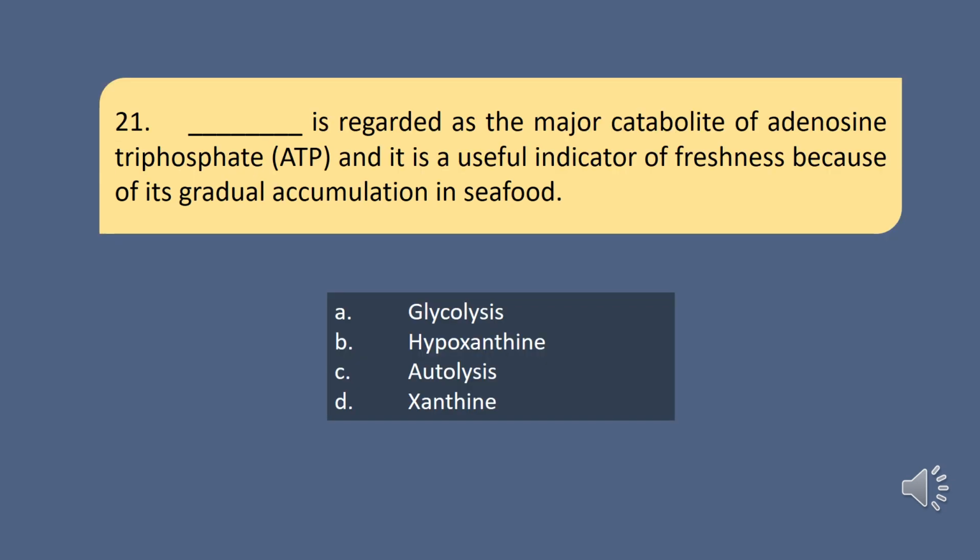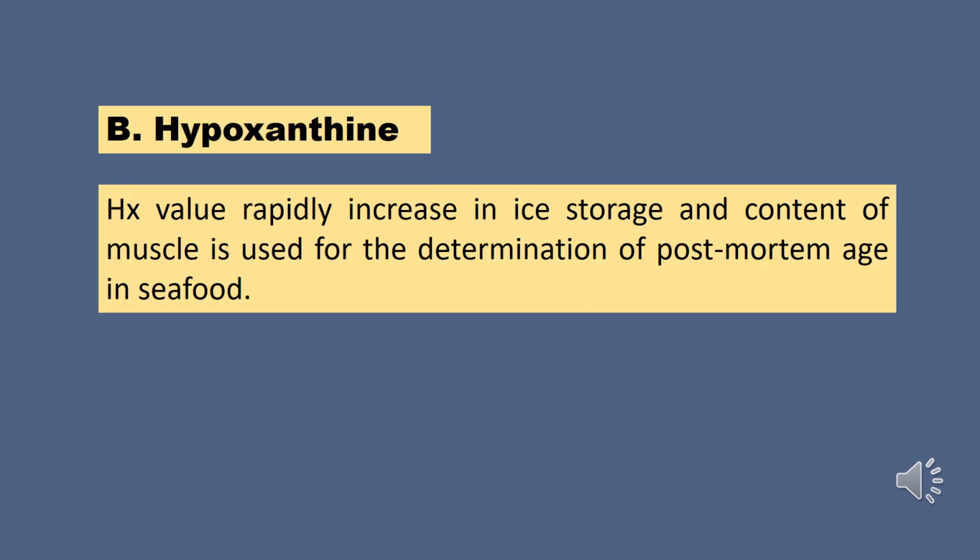21. Blank is regarded as the major catabolite of adenosine triphosphate, ATP, and it is a useful indicator of freshness because of its gradual accumulation in seafood. A. Glycolysis. B. Hypoxanthine. C. Autolysis. D. Xanthin. The correct answer is letter B.